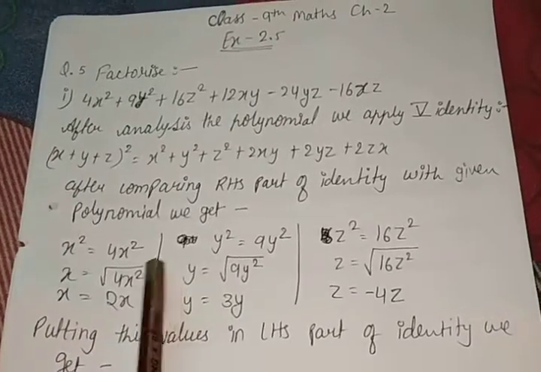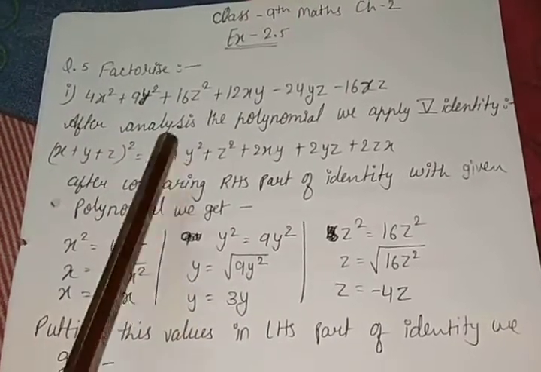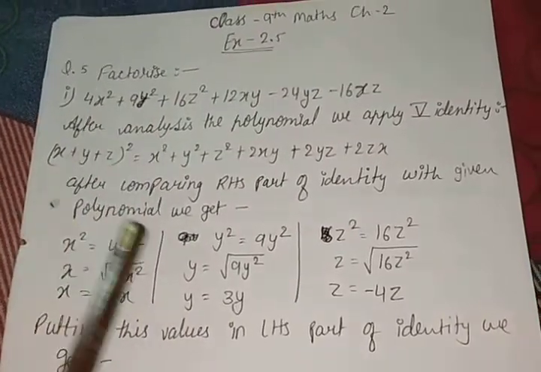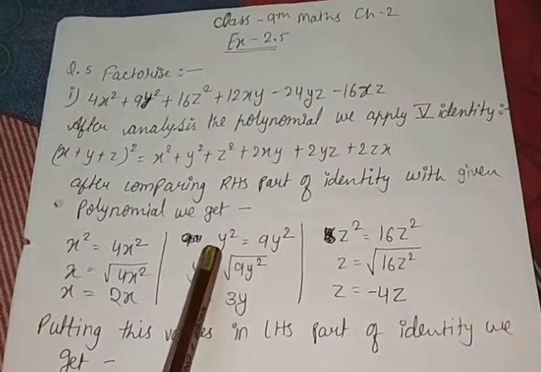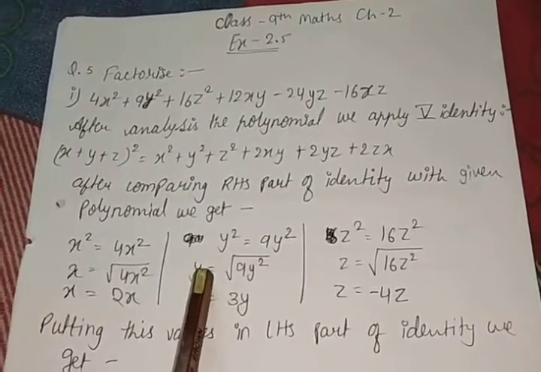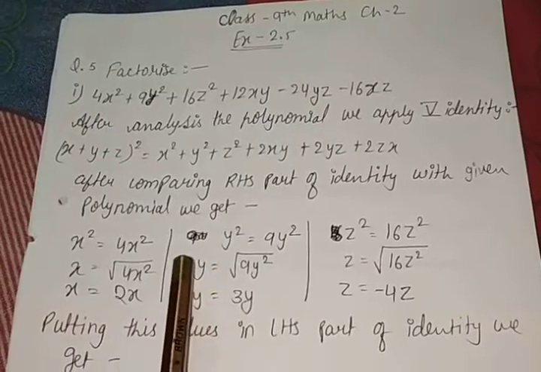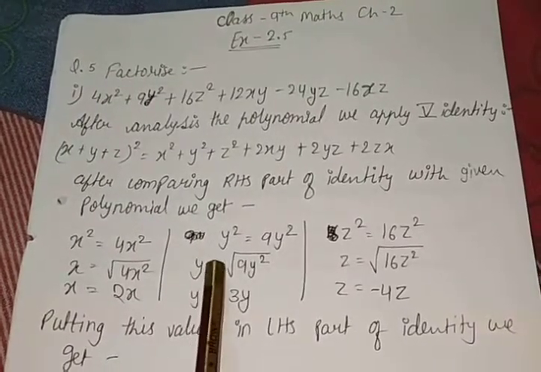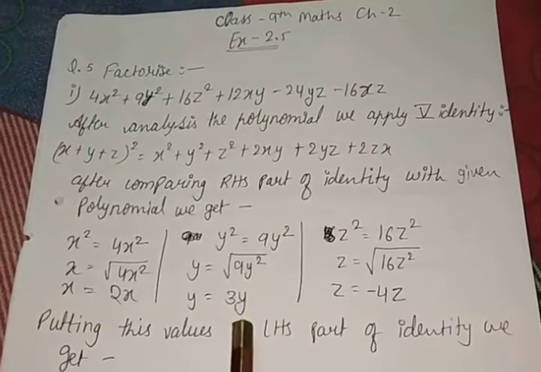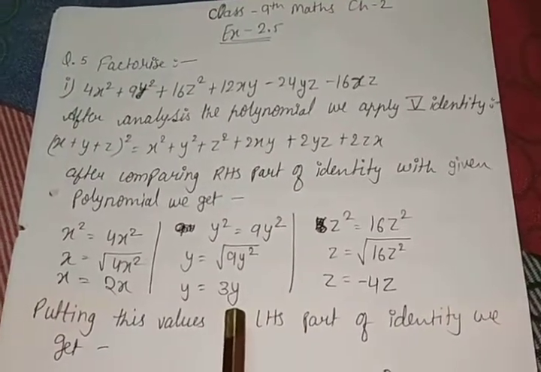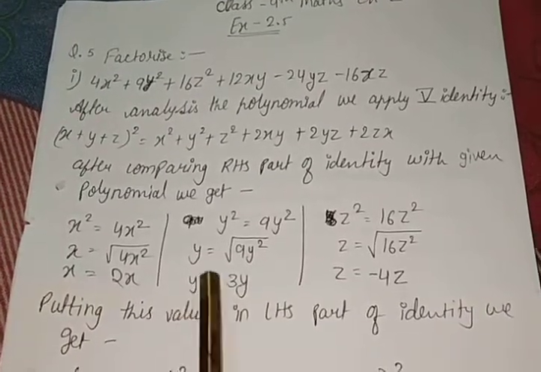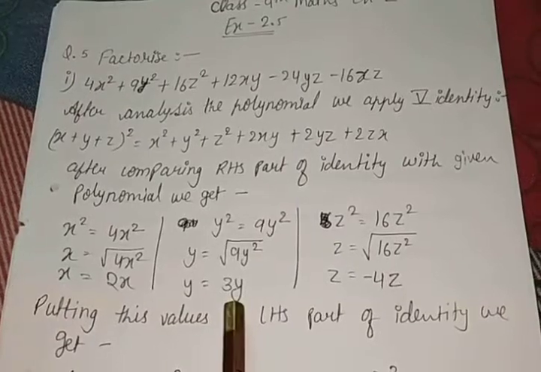Moving to the other term. The second term of the identity is y square and the second term of our polynomial is 9y square. So on comparing, we get y square is equal to 9y square. By the transposing method, we transpose this square to the other side in the form of a root and we get the square root of 9y square as 3y. It means we have to replace y with the value 3y.